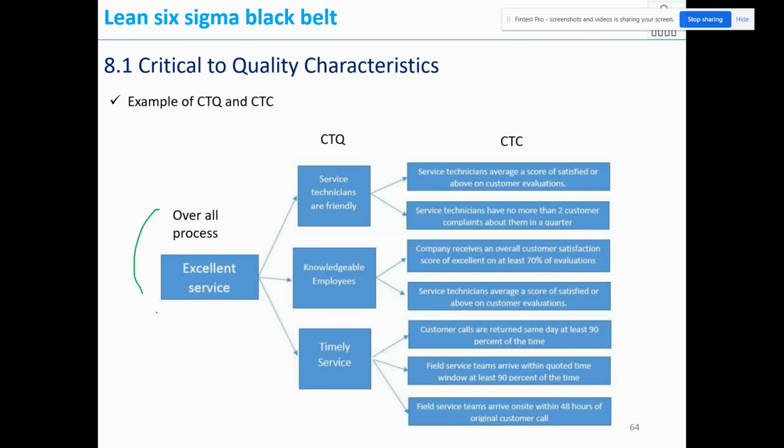This is an overall process, what we call excellent service. This is what is required, right? For this, the CTQs we are going to get are: service technicians are friendly with the customer, knowledgeable employees, timely service. Okay, let us pick only any one example.